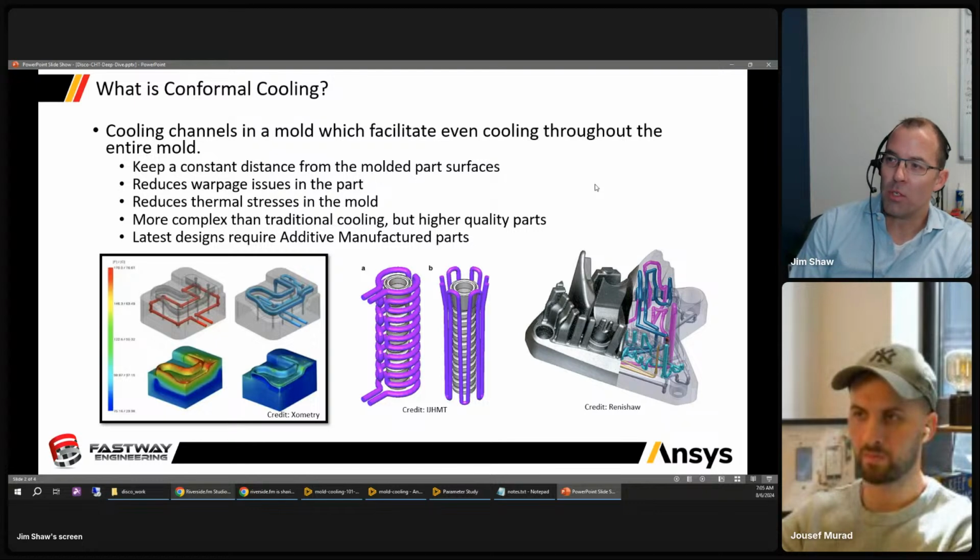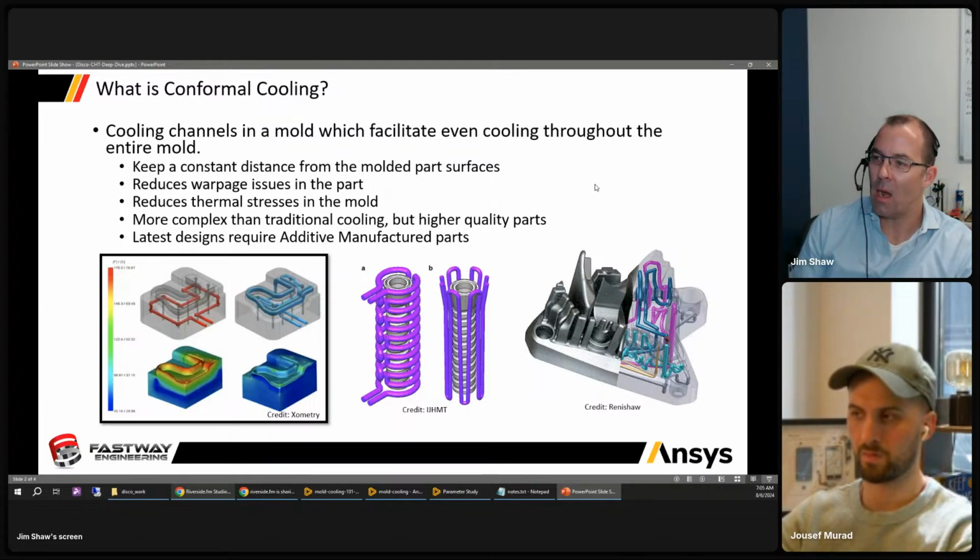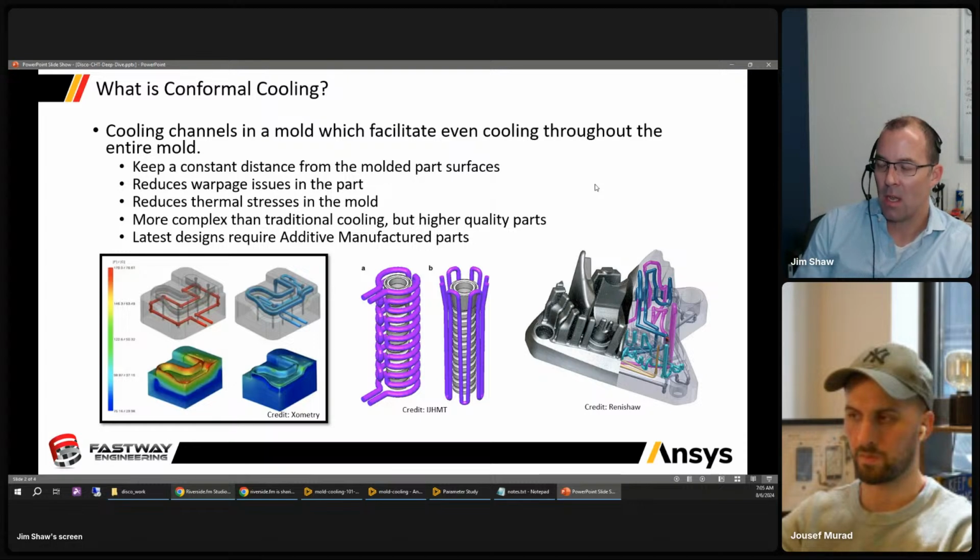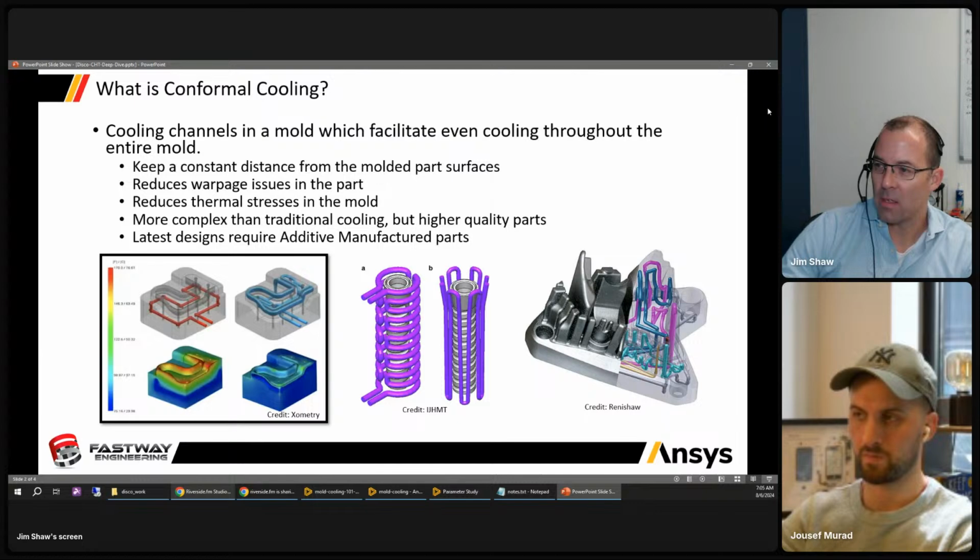So we're going to be reducing the thermal stresses in the mold itself if we can maintain a constant temperature. Now, some of the pushback you might say is, well, that looks really complex. And on the left-hand side, we've got this great graphic from Xometry that shows in the upper left-hand corner this more traditional red sort of circuit.